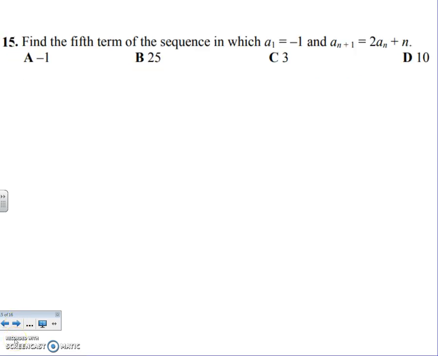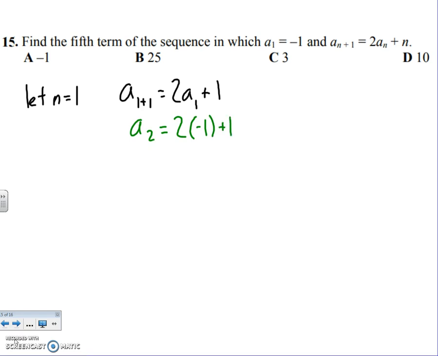Alright, for number 15, we have a recursive sequence. We just have to plug in n and use it. So let's let n equal 1. The formula becomes a of 1 plus 1 equals 2 times a sub 1 plus 1. So that really means a sub 2 equals 2 times a sub 1, which is negative 1, plus 1. If I simplify that, that's negative 2 plus 1, which is negative 1.